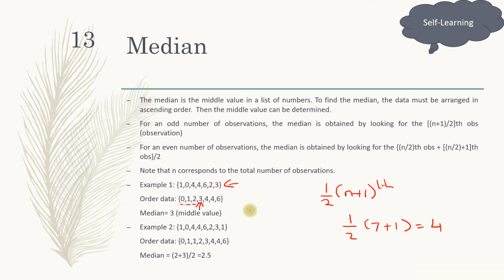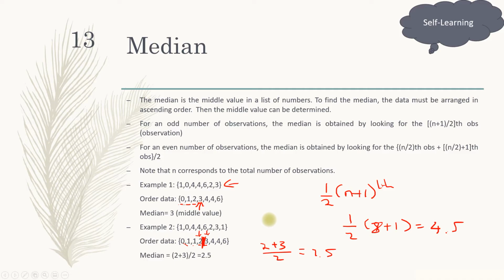The same thing goes if you have an even number of values, like this one. 1, 2, 3, 4, 5, 6, 7, 8. If you have an even number, it's going to be (8 plus 1)/2, which is 4.5. So you look for the 4.5th value. 1, 2, 3, 4, and 4 is here, 5 is here. So the value that is in between 4 and 5 is going to be the median. So the value between the 4th and the 5th is going to be 2 plus 3 divided by 2. This value is the 4th, this value is the 5th. You add them, you divide by 2, you get 2.5. So that's going to be the median for this example.